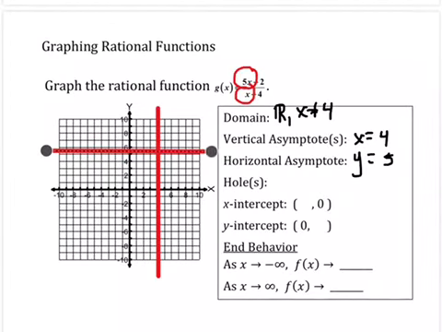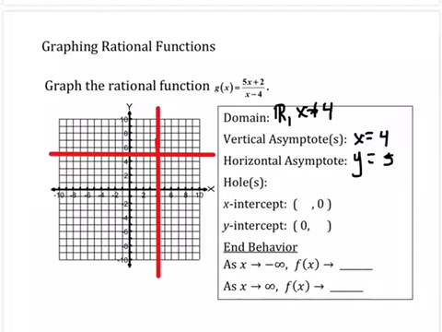Let's see if I can make that. Maybe move it down a little bit. All right, so there's my two asymptotes, x equals 4 and y equals 5.